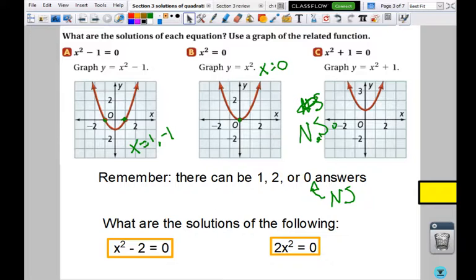Desmos is nice because it puts the little dots there for you. You just have to click on them. So my answers are 1.4, -1.4. So I get x equals 1.4, -1.4. That's it. You just got to plug it into Desmos.